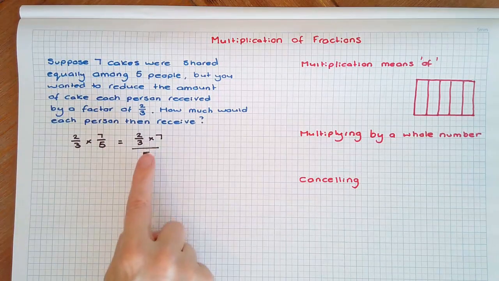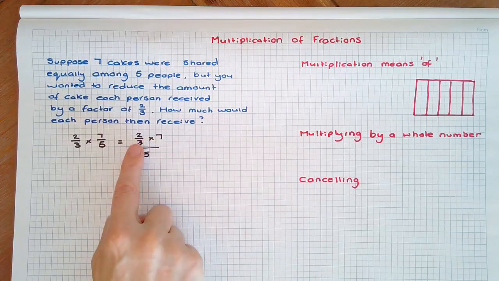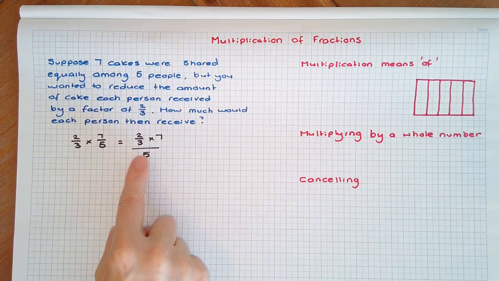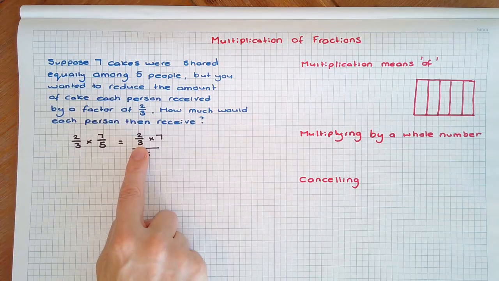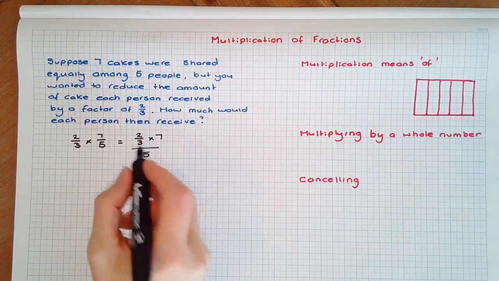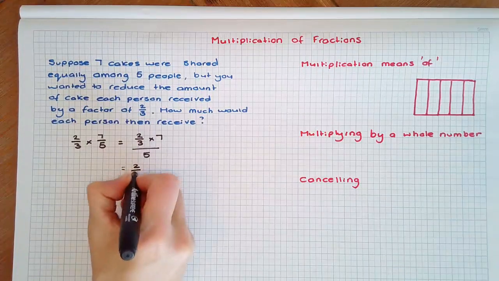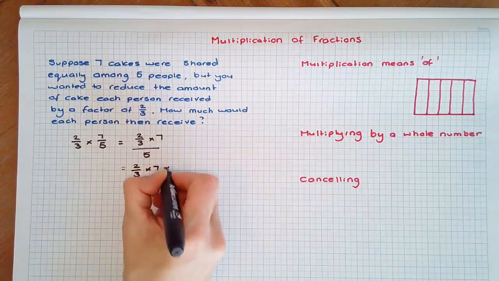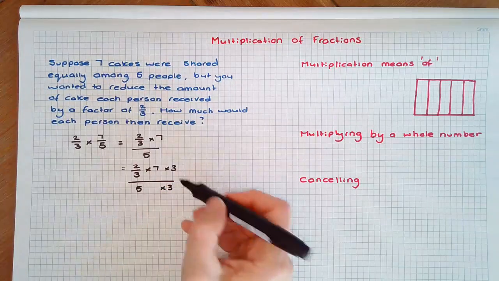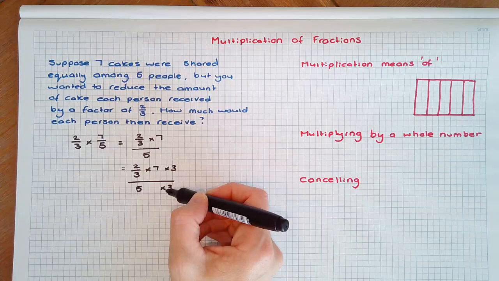We could also write it as so. We're reducing the number of cakes by a factor of 2/3, not the number of people. The fraction in the numerator is a little irritating, so let's multiply the numerator and the denominator by 3. This does not change the quantity. So we would have 2/3 times 7 times 3 over 5 times 3. Whatever we do to the numerator, we must do to the denominator so the quantity doesn't change.